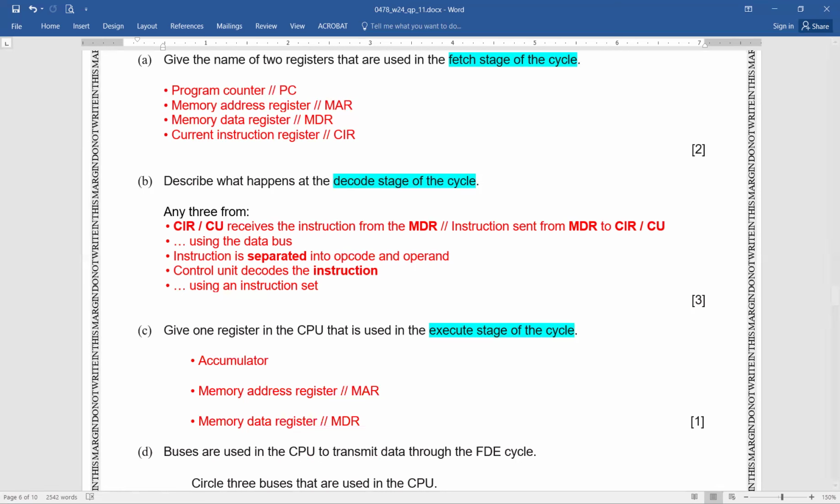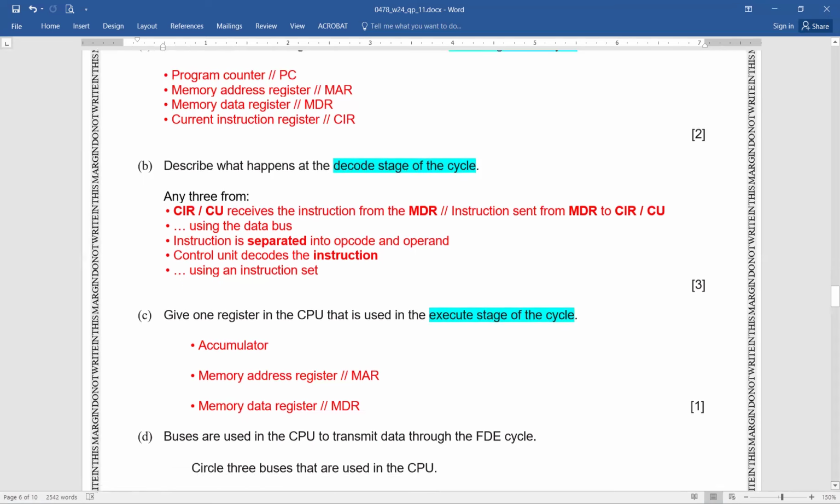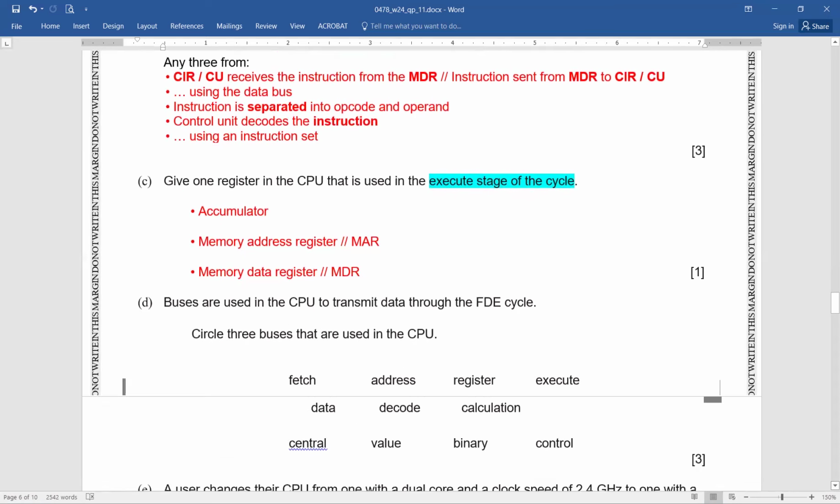Now, any question till now? Anything that is unclear? Everything is clear till now? Okay, that's wonderful. Buses are used in the CPU to transmit data through the FDE cycle. Circle 3 buses that are used in the CPU. I think this is what you can do. Can I very quickly do it, and then we will discuss. Which are the 3 buses? Identified and circled.